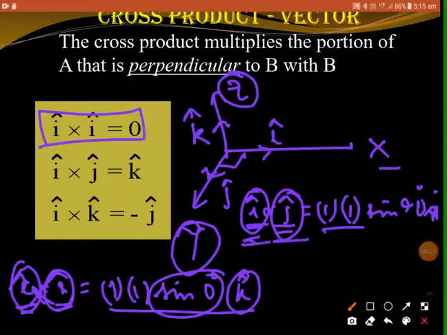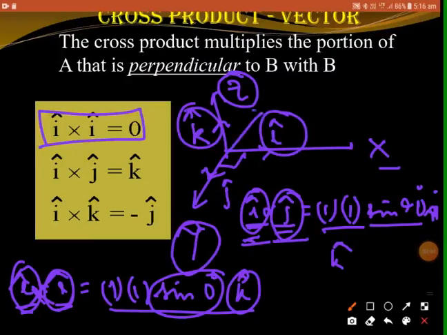So 1 into 1 is 1, sine 90 degree is also 1, and this n cap will be nothing but your k cap. Got it? K cap. Clear? And in the previous one that we were talking about, a vector cross b vector, there your n cap and minus n cap are opposite to each other, right? So if you are trying to do the cross product of i with k, then the direction will be toward the negative y-axis. So i cross k cap will be given as minus j cap.